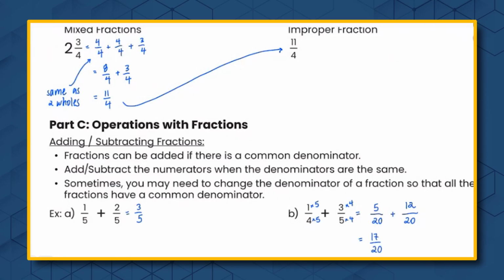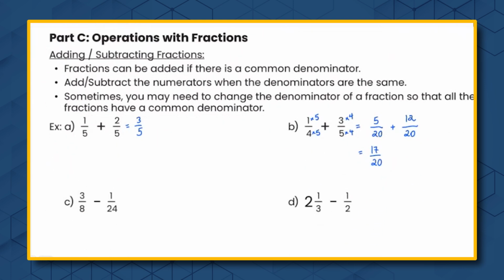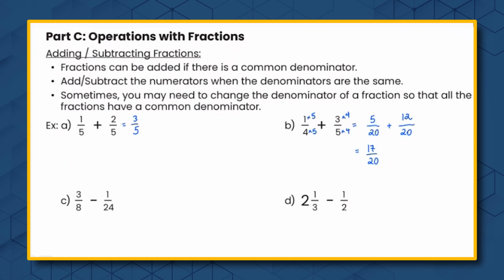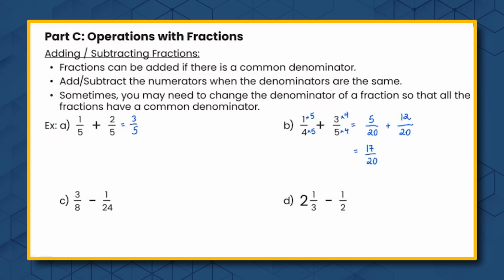Let's continue to practice with some other examples. Let's look at part C. In part C, we have 3 over 8 subtract 1 over 24. Now again, looking at the two denominators, 8 and 24, we see that they are different. But in order to subtract these two fractions, those denominators have to be the same.